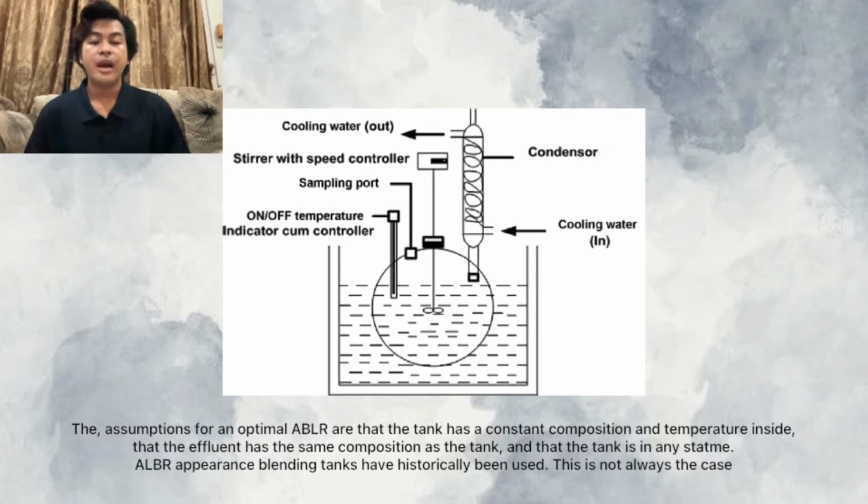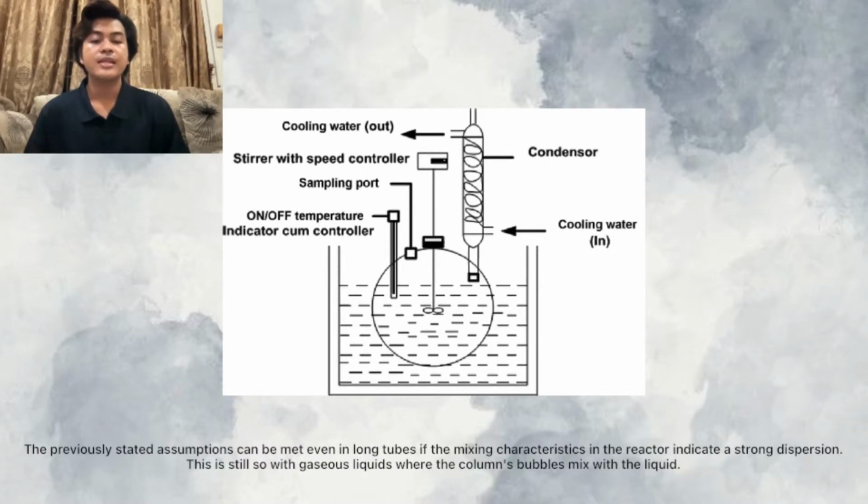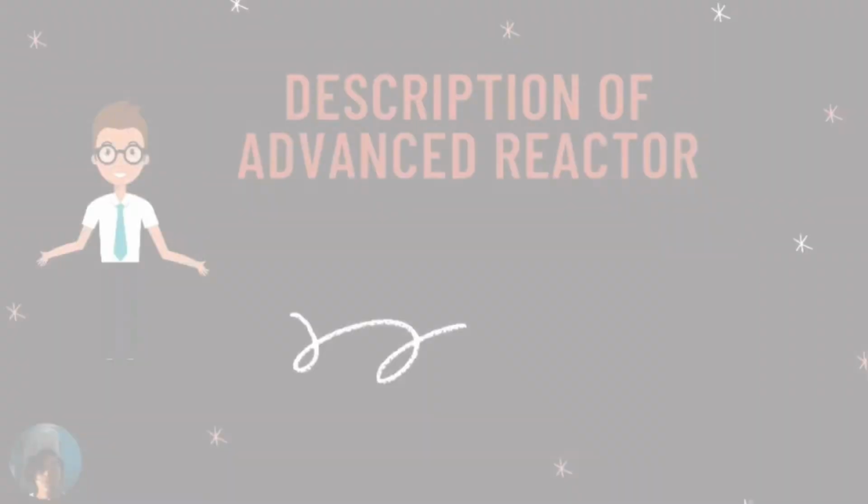The ABLR appearance of stirred tanks has historically been used. This is not always the case. The previously stated assumptions can be met even in a long tube if the mixing characteristics in the reactor indicate strong dispersion. This is still so with a gas-liquid system where the column bubbles mix with the liquid.